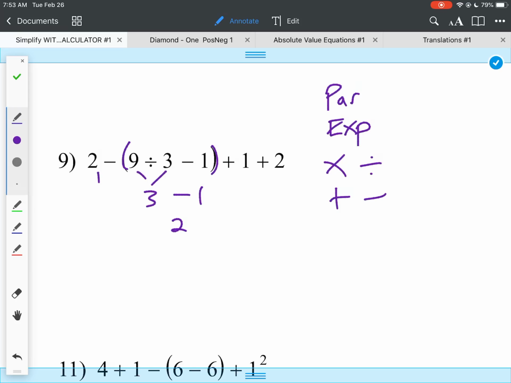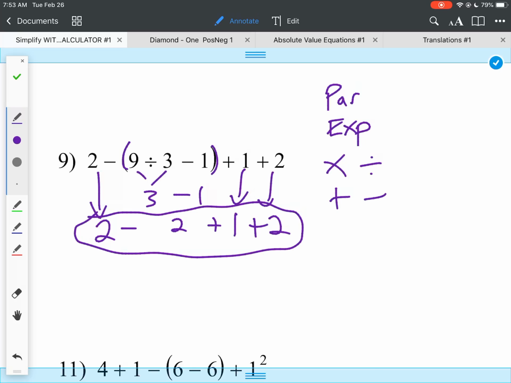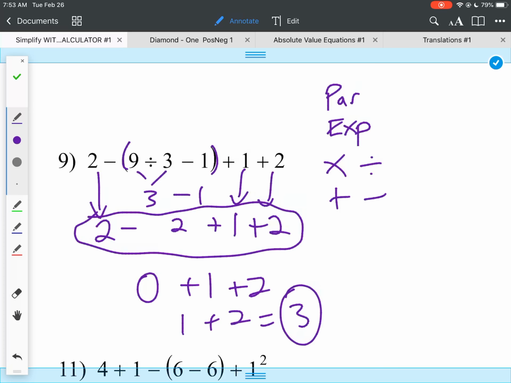Okay, so now we bring this down. 2 minus 2, bring these down, 1 plus 2. So right here, that's after simplifying everything. So 2 minus 2 is 0, plus 1 plus 2. 0 plus 1 is 1, plus 2 equals 3. Okay?